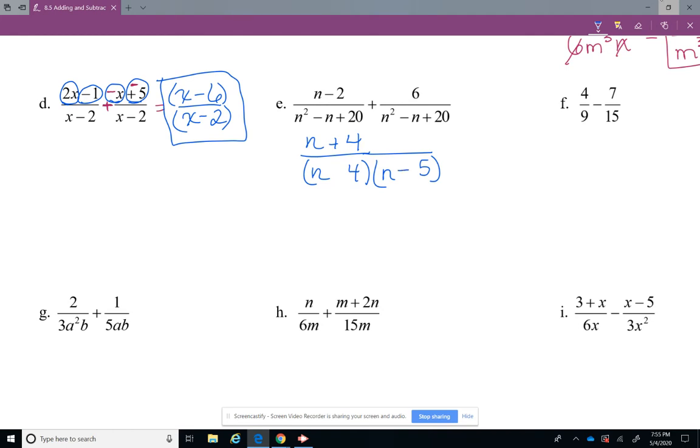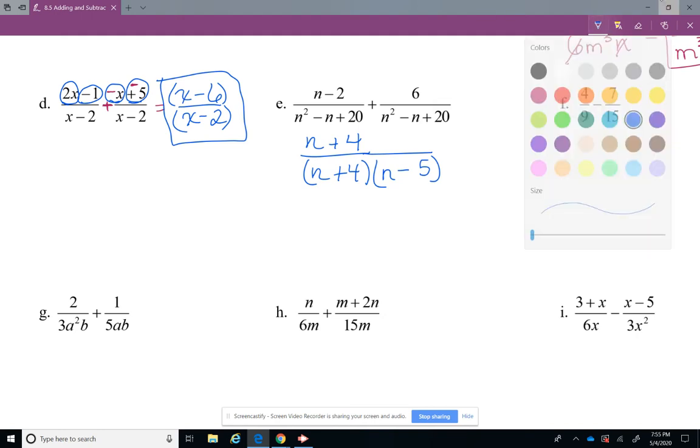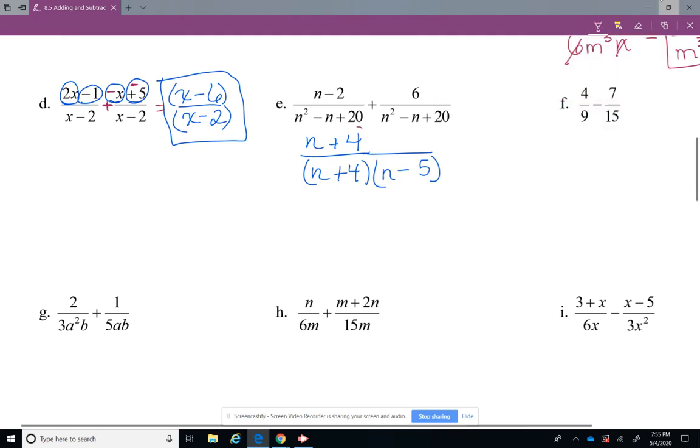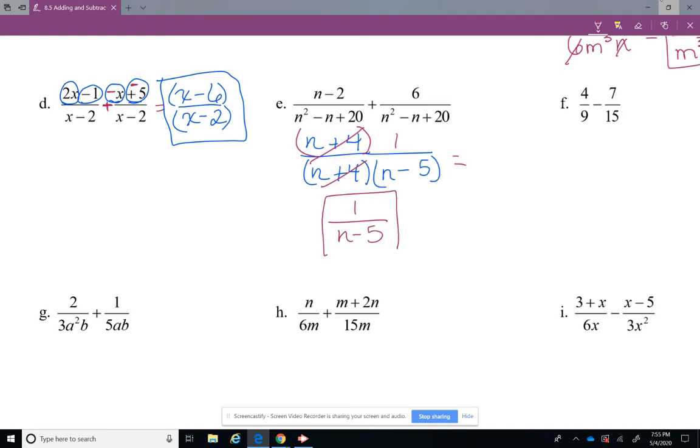And if I have a negative 5 and a positive 4, then that will end up being the negative n in the middle. All right, so now, remember, this is really in parentheses. We can cancel those two, but remember, there's still a 1 left up there, okay? So we have 1 over n minus 5. And that's our answer for that one.